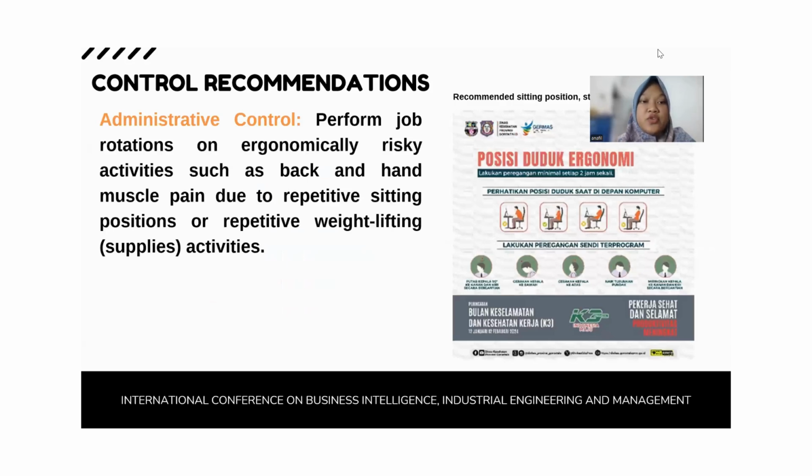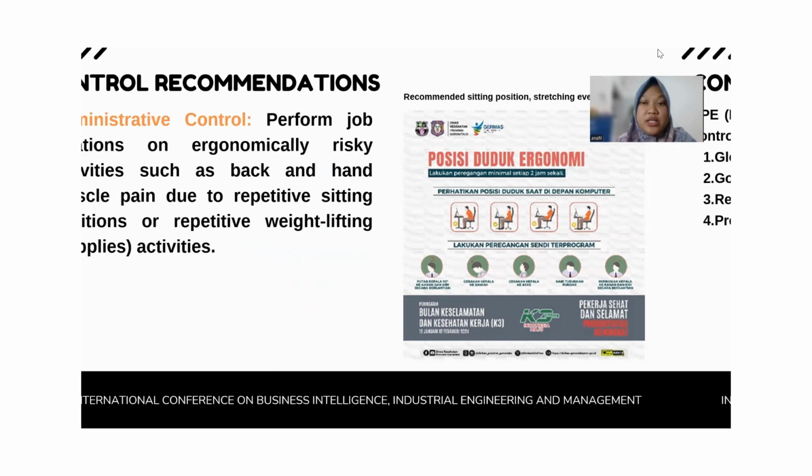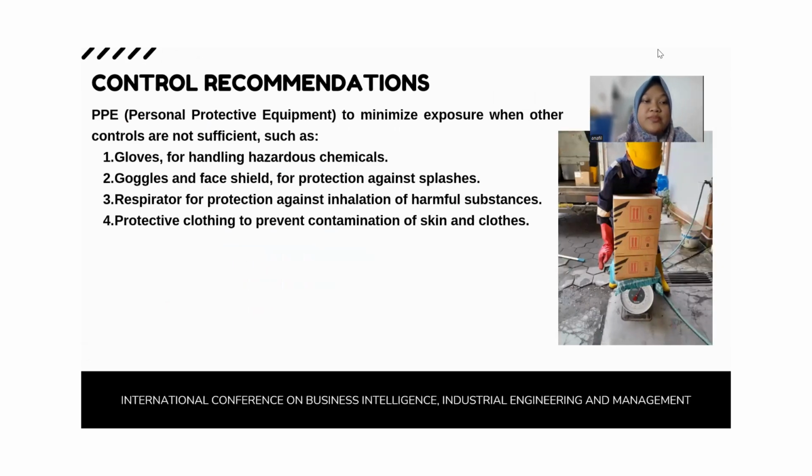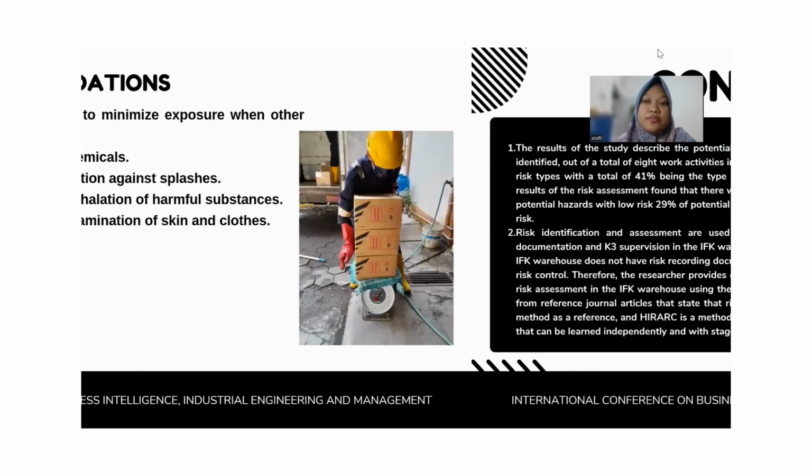The next, administrative control. Perform job rotation on ergonomic risk activities such as back and hand muscle pain due to repetitive sitting positions or repetitive weightlifting activities. And the last, PPE, personal protective equipment, to minimize exposure when other controls are not sufficient, such as gloves, and then goggles and face shield, and then respirator for protection against inhalation of harmful substances, and then protective clothing to prevent contamination of skin and clothes.